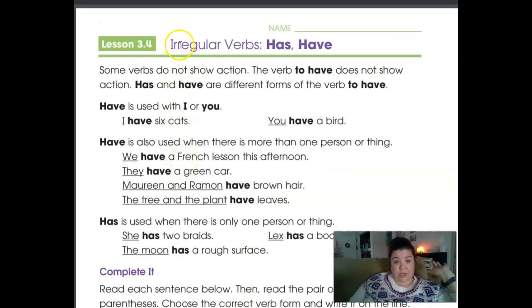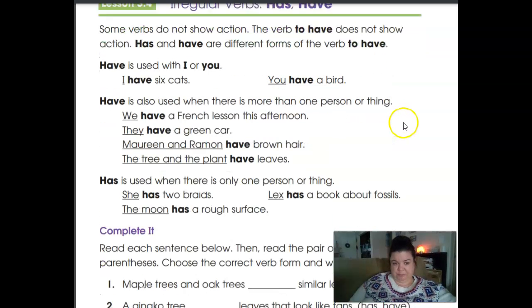Okay, and the next part of our irregular verbs, we're going to look at has and have. So remember, we talked about that not all verbs show action. So these are verbs from the verb to have, and they don't show action. There are different forms of that verb to have. So when you say have, it's going to be used with I or you. I have 6 cats. You have a bird.